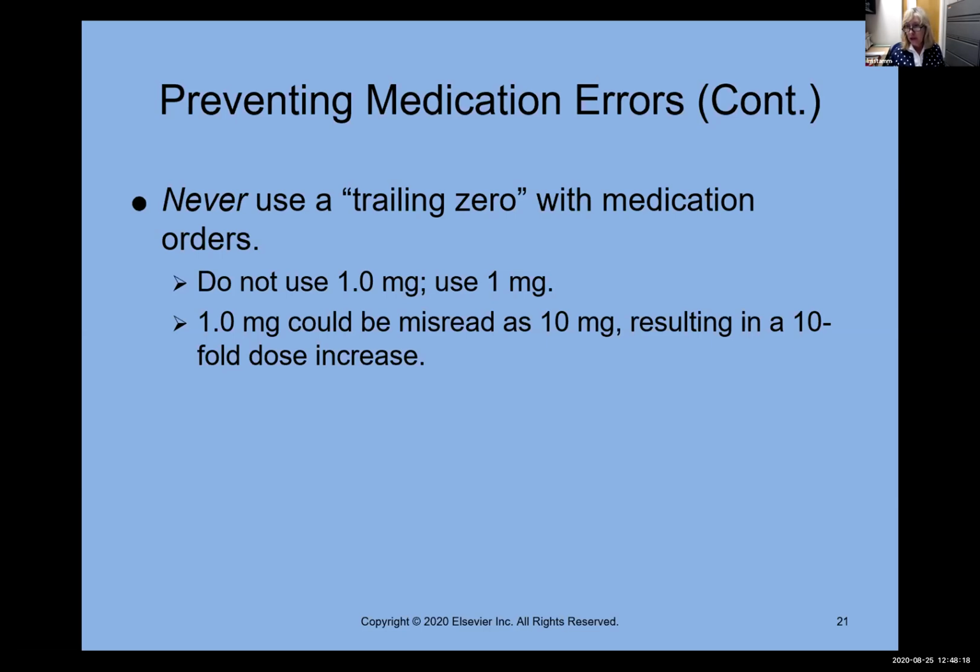Very seldom do you ever use the word never in nursing, but this is an example. So you never use a trailing zero. If I was going to give morphine and I didn't see that little dot, because I have to wear these glasses all the time and my eyes are old, I may give 10 milligrams of morphine. Big difference in 1 and 10. So you never use a trailing zero.